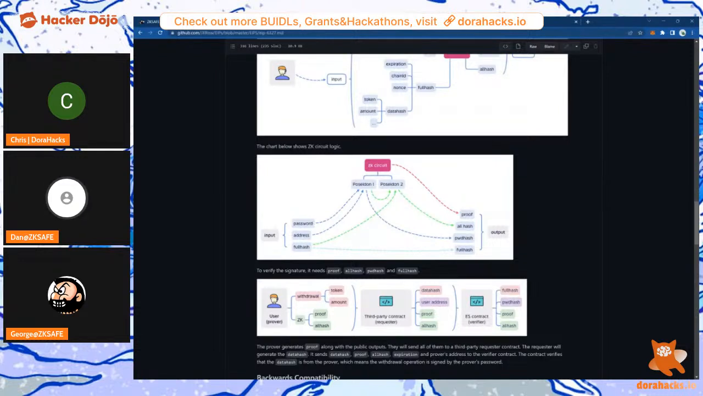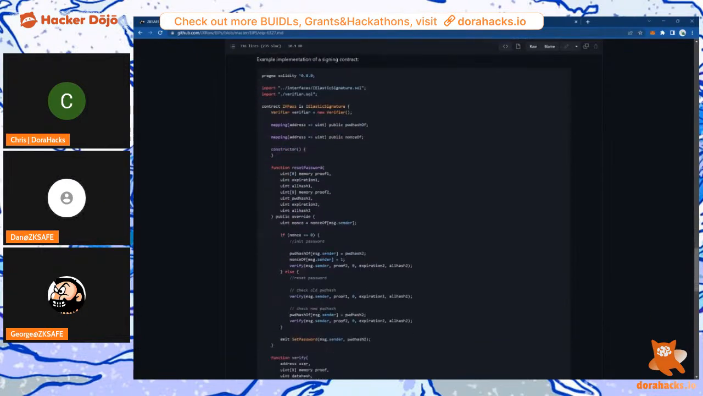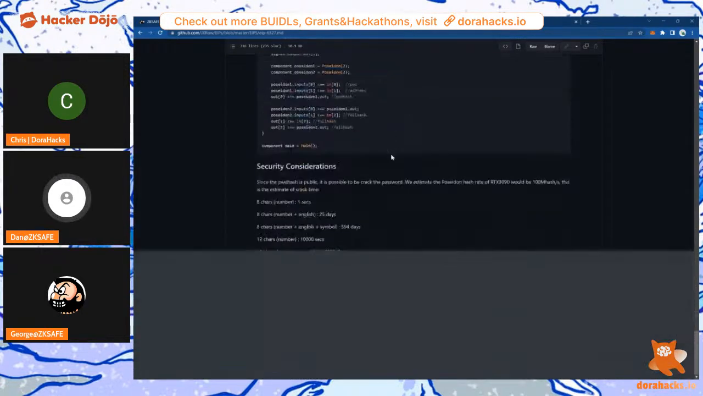The computation has to know the original secret password in order to generate the proof, and the proof can verify that, and also verify the signed data, the O hash, to be correct. Once everything is correct, our elastic signature contract returns true to the third party contract, which can then proceed with its transaction. That's pretty much our idea behind it.